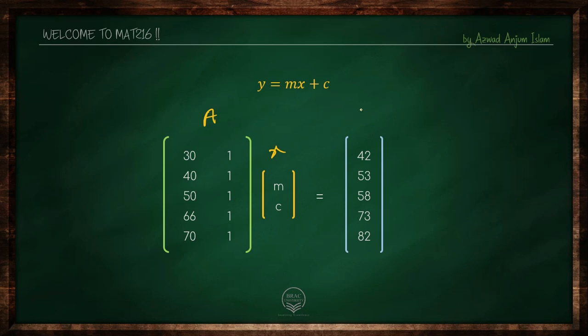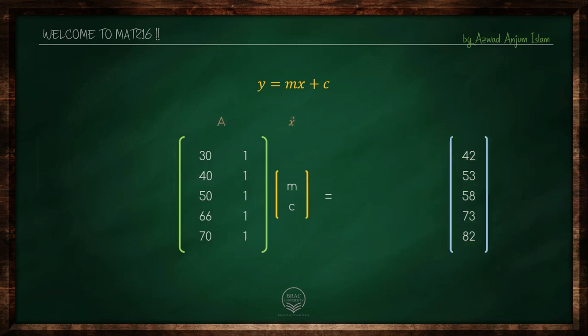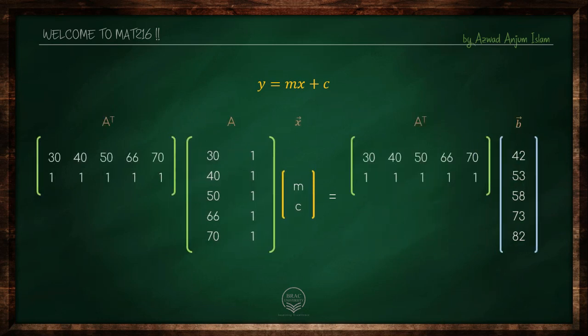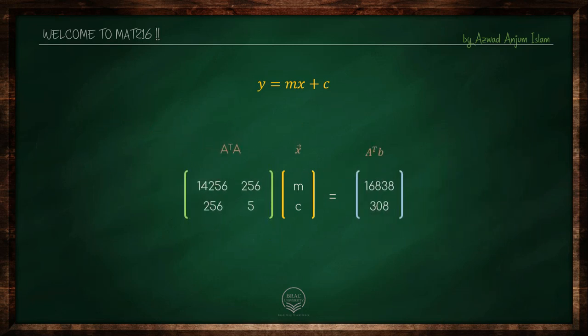We have A, x, and b, which is probably going to come up here. I shouldn't have written that. Anyway, you know how to solve it. We are going to multiply both sides with A transpose. Then if I do the multiplication, this is going to be the result.